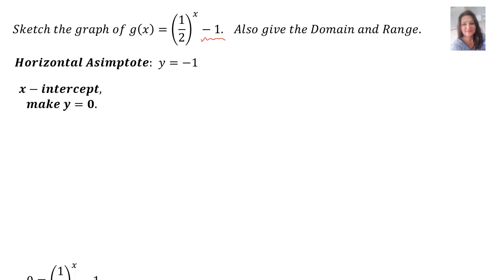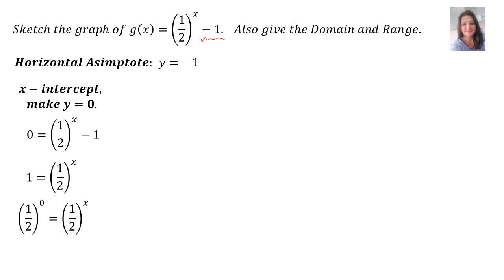X-intercept, make y 0. Then, when I make y 0, I end with 0 equals half to the x minus 1. Let the minus 1 go across and you've got 1 is equal to half to the power of x. Now you must know your exponential laws quite well in order to answer this one. 1 is the same as a half to the power of 0. Remember, anything to the power of 0 is equal to 1.